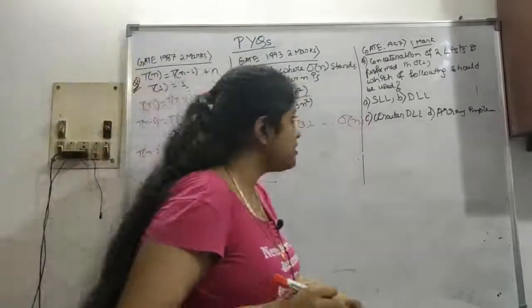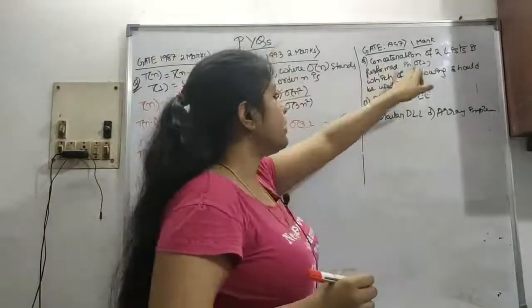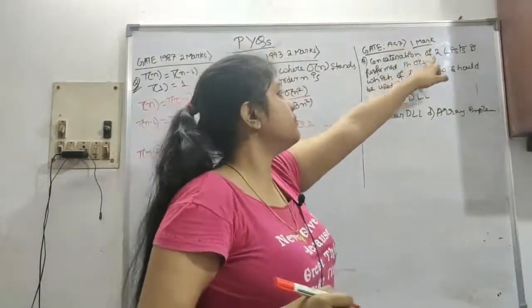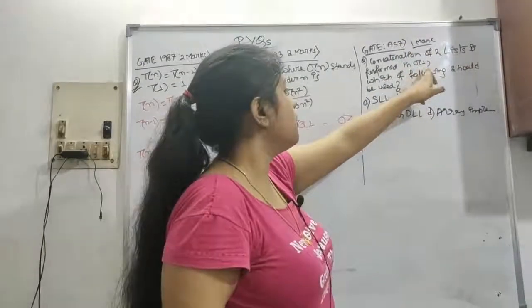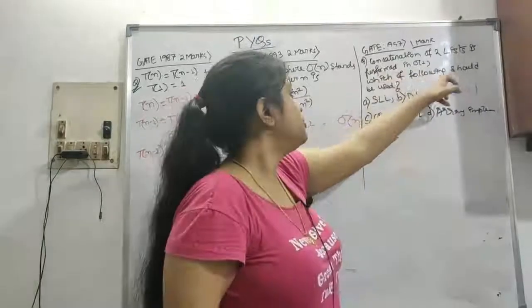Now the next question is a theoretical question on concatenation. It was asked in 1997, a 1 mark question. Concatenation of two lists is performed in O(1) time. Which of the following should be used?